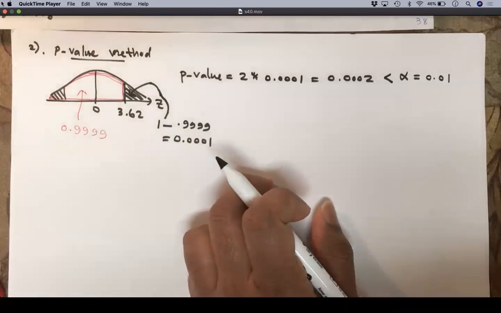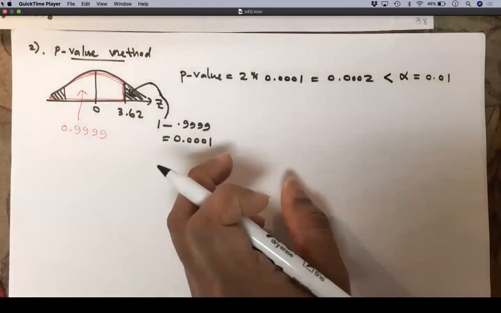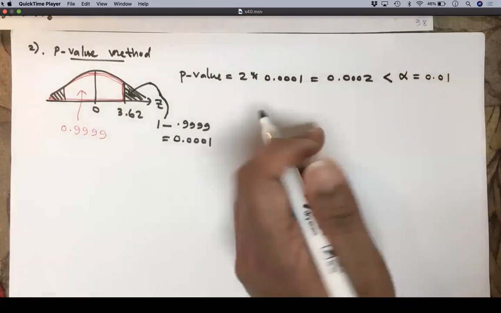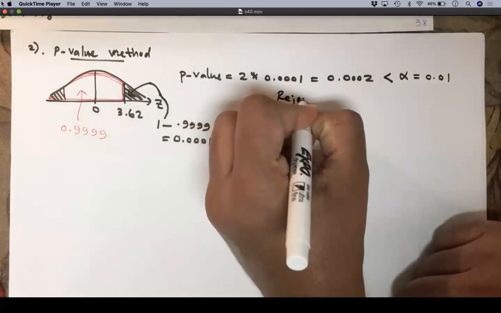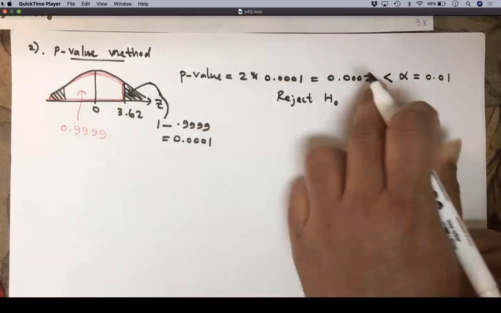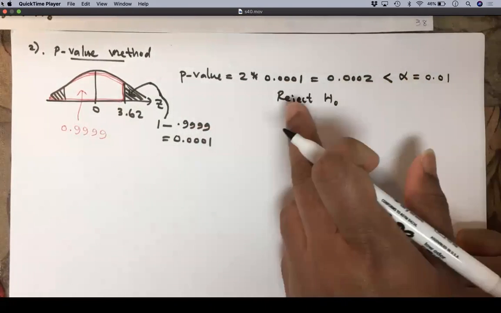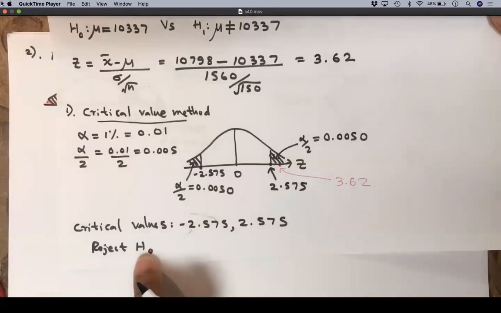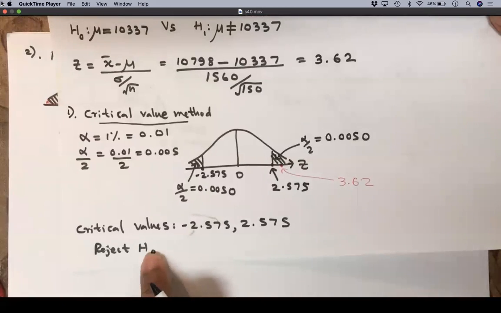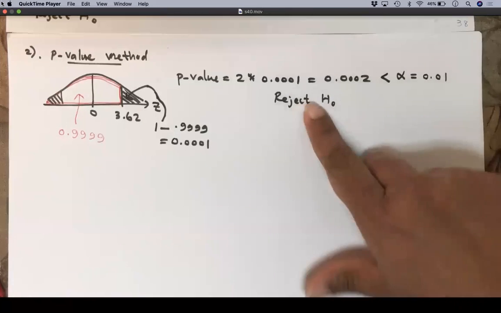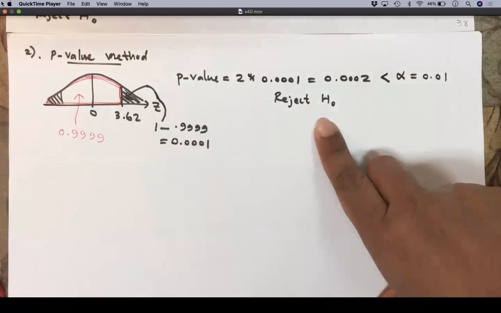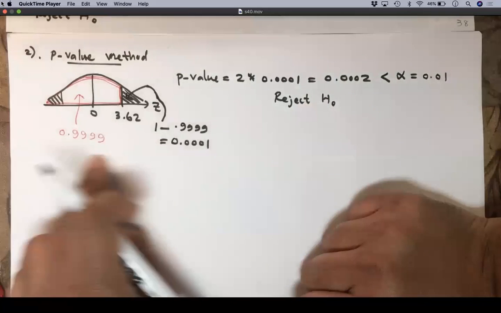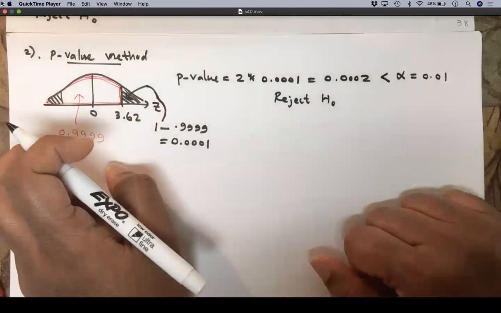Slide number 28, okay? According to that, if you have a p-value less than alpha, the answer should be reject H0. If you have any p-value less than the significance level, you have to reject H0. Using the previous method also we got the same result, reject H0. Now also we got that result, reject H0. Now we can write the common conclusion.